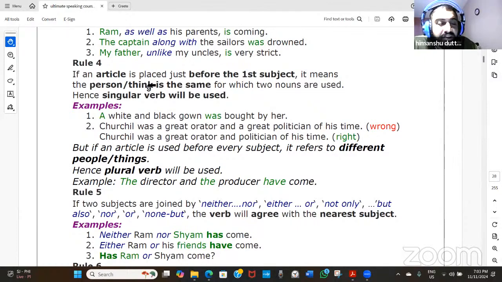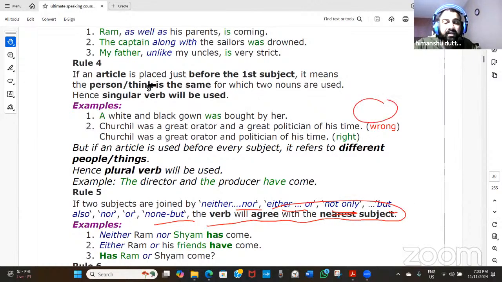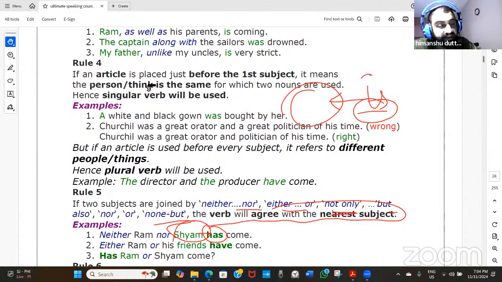Now, if two subjects are joined by neither nor, either or, not only but also, nor, which are kind of correlative conjunctions, then the verb will agree with the nearest subject. That means the verb depends on the nearest word possible to the verb. So here has is the verb and the nearest word is Sham. Sham is singular, that is why has is there.